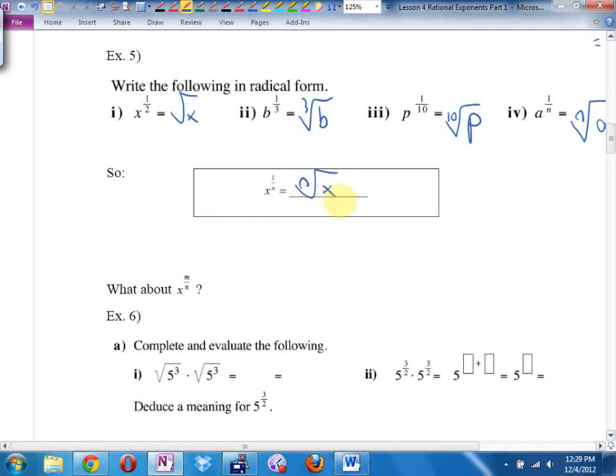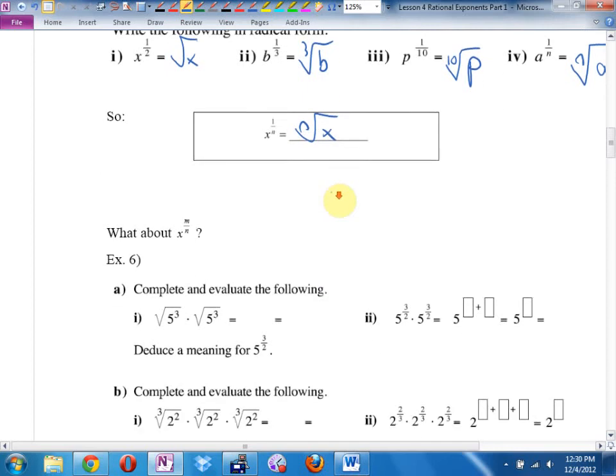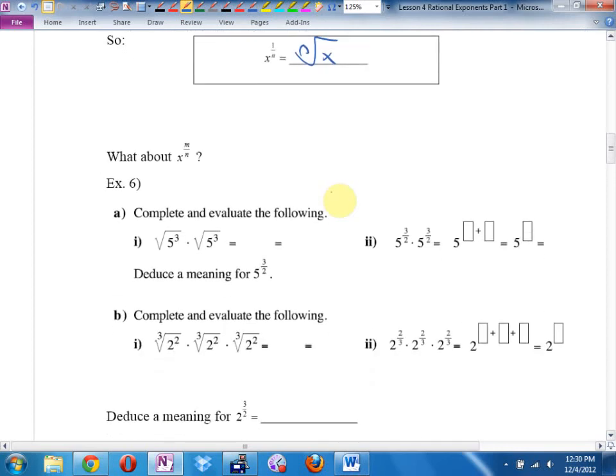Now we come back to the question I asked Sarah a few minutes ago. What about x to the m/n? Hey, what if that top fraction, what if the numerator isn't a 1? Karn was pretty sharp earlier. Let's see if we can figure out this pattern. It says, complete and evaluate the following. The square root of 5 cubed times the square root of 5 cubed equals.